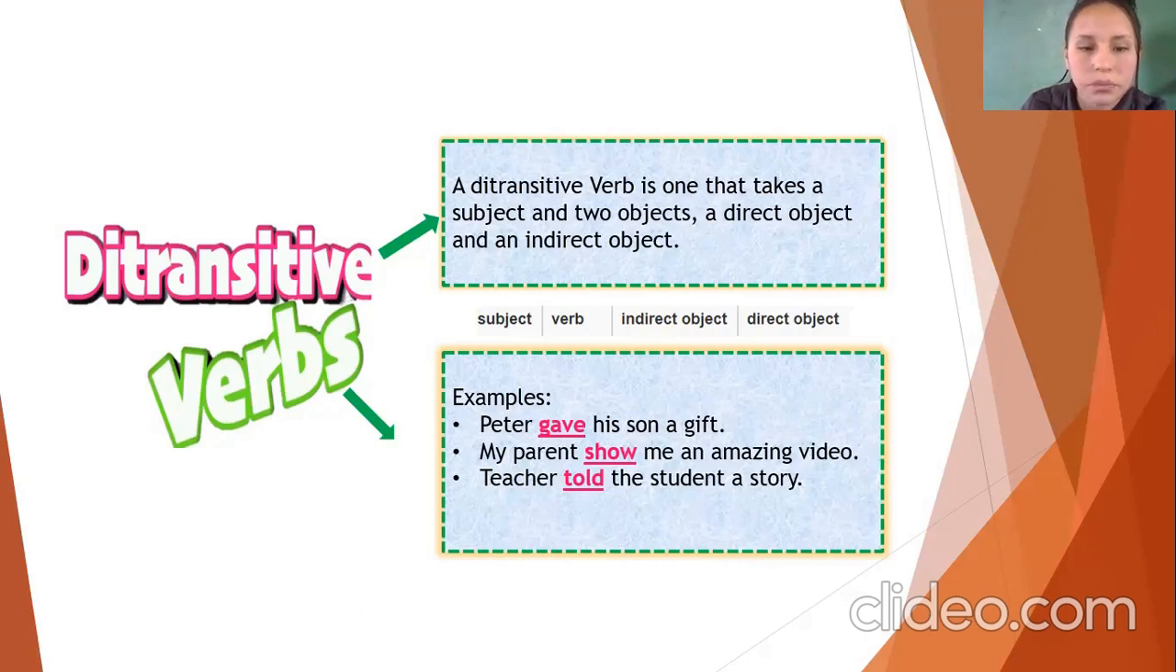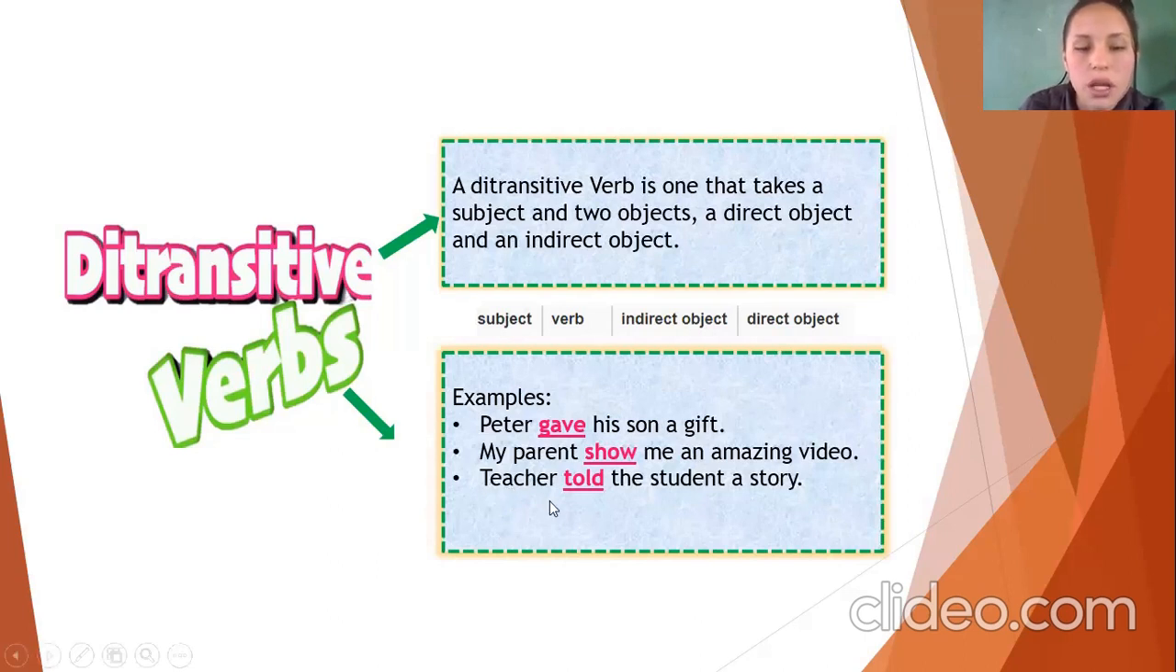In this case, gift is the direct object, and the indirect object is the person Peter gave it to. So, his son. Now, the second example is my parents showed me an amazing video. In the same way, the ditransitive verb show requires a direct object and an indirect object to complete its meaning in a better way.